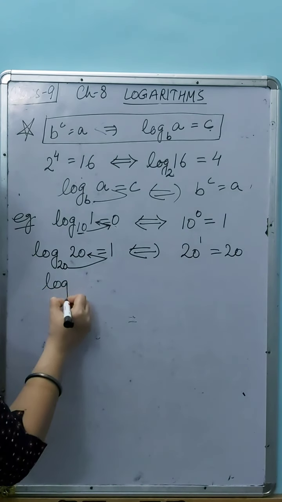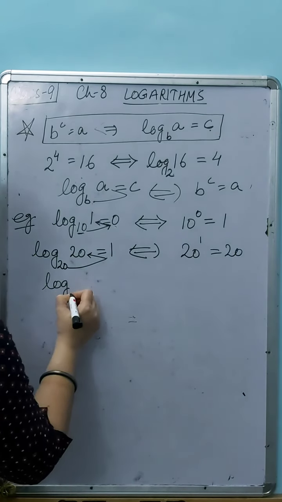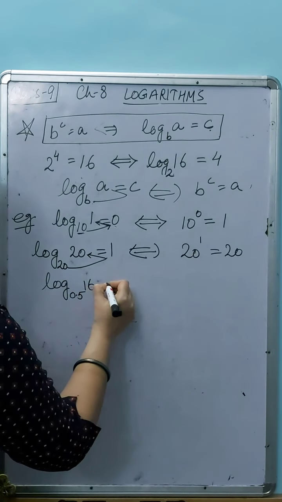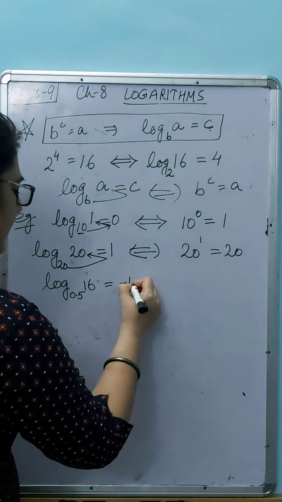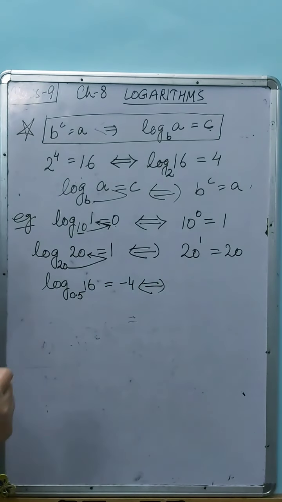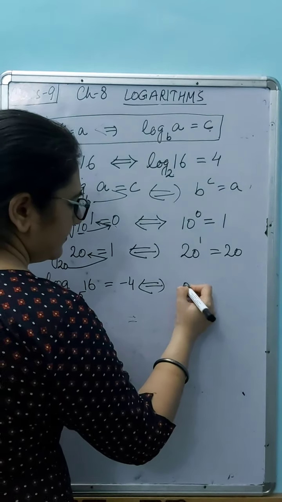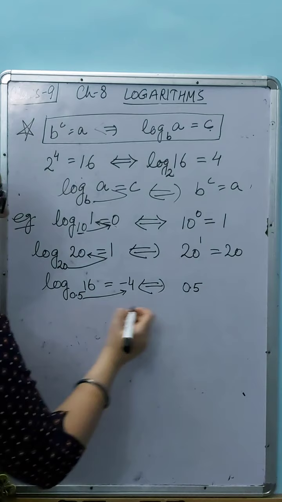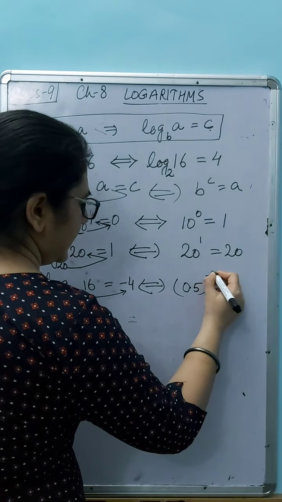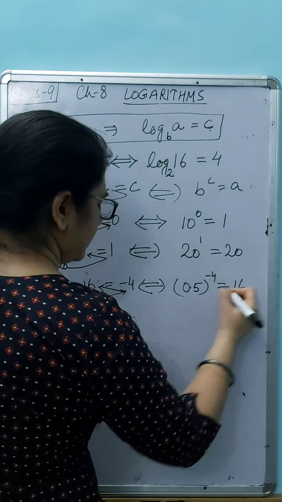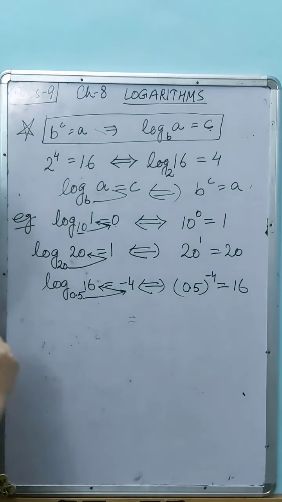Log 0.5 of 16 is minus 4. What is the answer? 0.5, the first number, moves here, raised to power minus 4, and moves back to here. It is 16. Log form, exponential form.